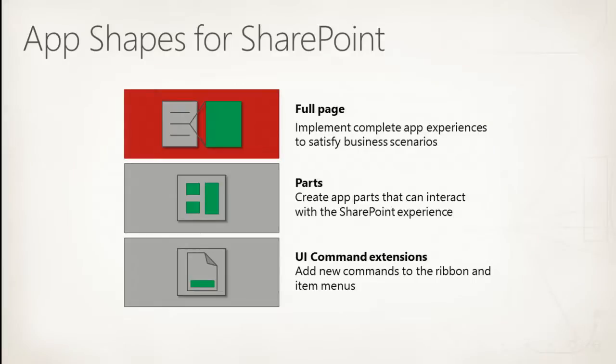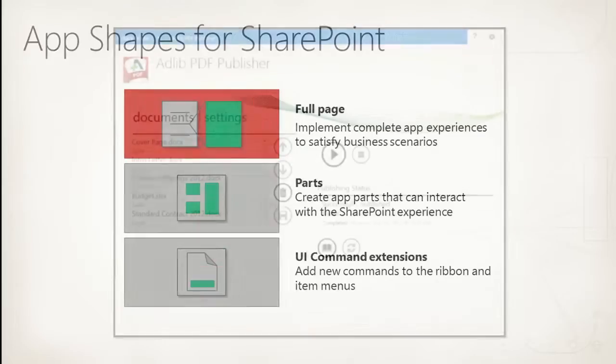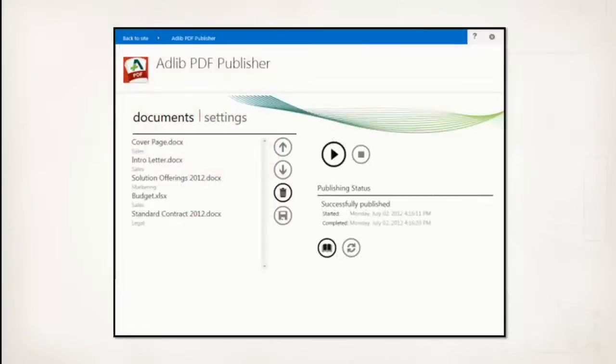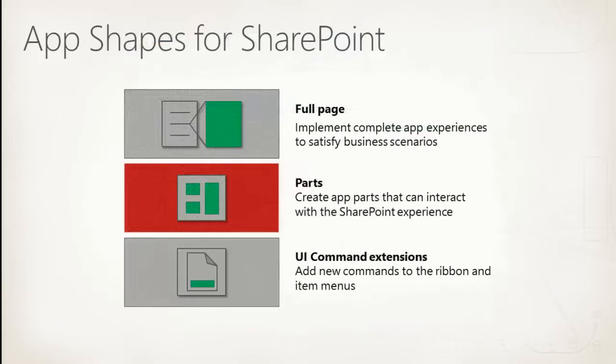You can go to site contents, click on the app, and it takes over the whole page. And that's actually what you saw with Napa. But here's another example in the store from AdLib, the AdLib PDF Publisher. It talks to document libraries, so you can select multiple documents in a document library and have it output a single PDF document. And you can see there that it took over the whole page. We've also made it real easy in the tooling for you to get the chrome at the top and the look and feel of SharePoint.